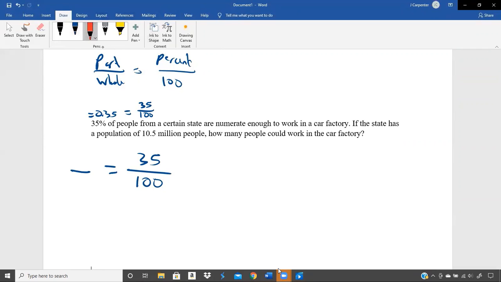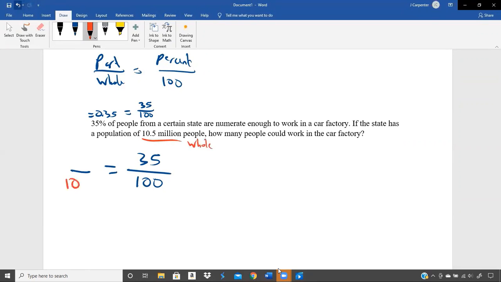So the question we're having to ask ourselves now is, this 10.5 million people, is that the top or is it the bottom? Where does it go? Is it the part or is it the whole? So you've got to say, is this part of the state population or is it all of the state population? Well, the state has a population of 10.5 million people. So that is the whole. It's 35% of these people that can work in this car factory. So that would be the part.